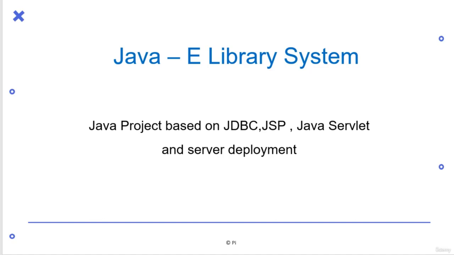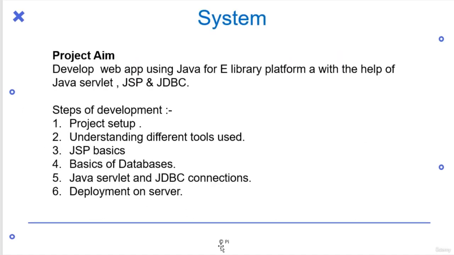So our project title is Java e-library system. This project is based on JDBC, Java Database Connectivity, JSP, Java Server Pages, and Java servlets, which are used to create database connections with JSP and the server deployment. I'm going to tell how JSP will work, but let us first see our requirements. Our project aim is basically to develop a web app using Java for an e-library platform with the help of Java servlet, JSP and JDBC.